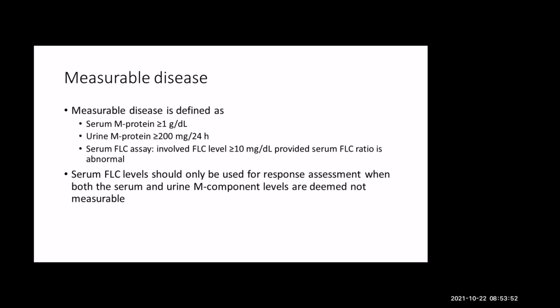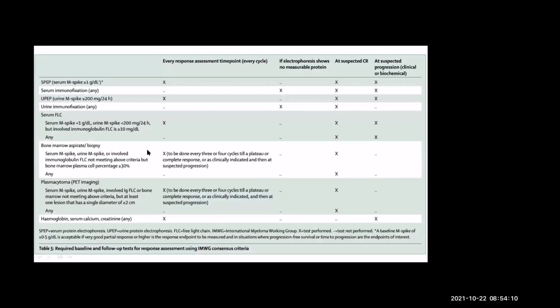Otherwise, this is not measurable by M protein, and you will have to look at bone marrow plasma cells or maybe imaging modalities. Another recommendation which this IMWG paper has given is that serum free light chain assay should not be used for response assessment when you have measurable M protein or urine M protein, and that is something which we should also practice in our clinical practice.